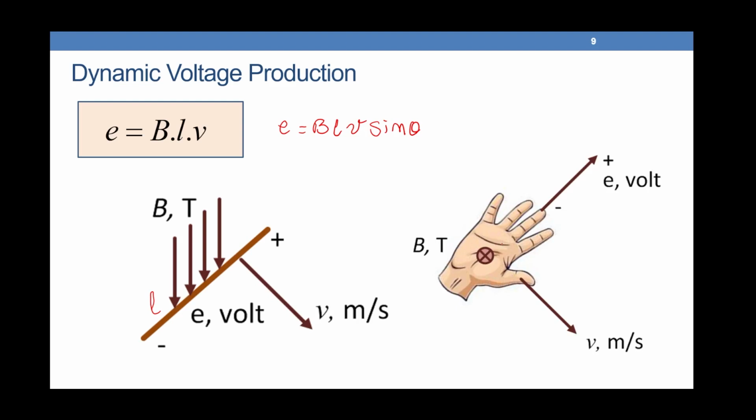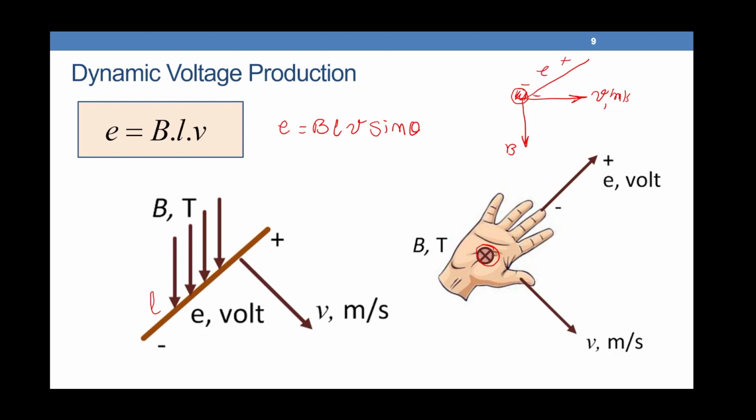So if you open your right hand and you apply a flux to your palm, as we can see here, and your thumb follows the direction of the speed V meter per second, so your fingers pointing to the voltage E equals negative positive. And this is like the machine. If we have a conductor like this one, and we try to pull this conductor by V meter per second, and we have a flux density B applied to this conductor, the conductor will have negative positive E, as we can see here.